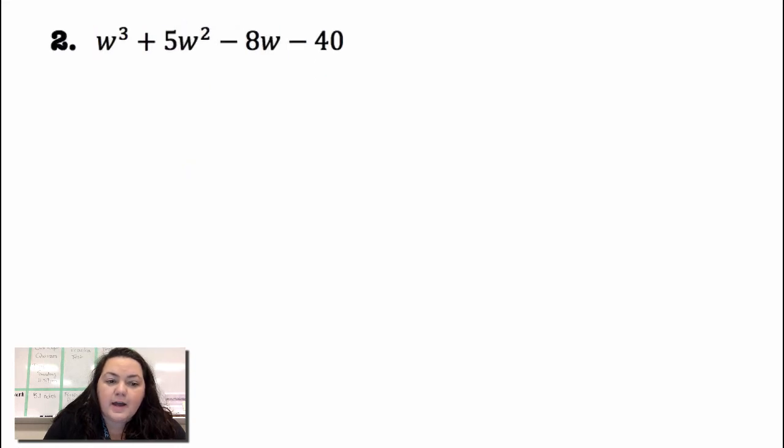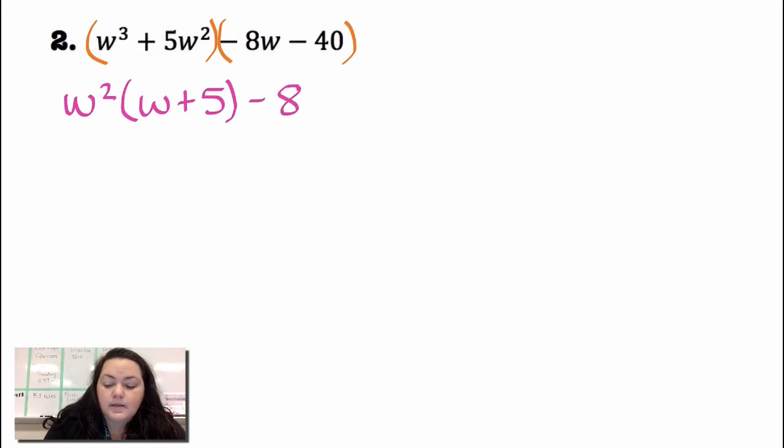All right, again, we're factoring. We're trying to get the factors that can be multiplied together to make this polynomial. So I have four terms. I'm going to group and factor. So I'm going to group the first two terms together and the last two terms together. In the first group, I'm going to pull out a w squared. That leaves me with a w plus 5. In the next group, I can pull out a negative 8. That leaves me with a w. And then negative 40 divided by negative 8 would give me positive 5. Okay, so if you get it and you don't have a matching set in the parentheses, then you know you did something wrong, okay?